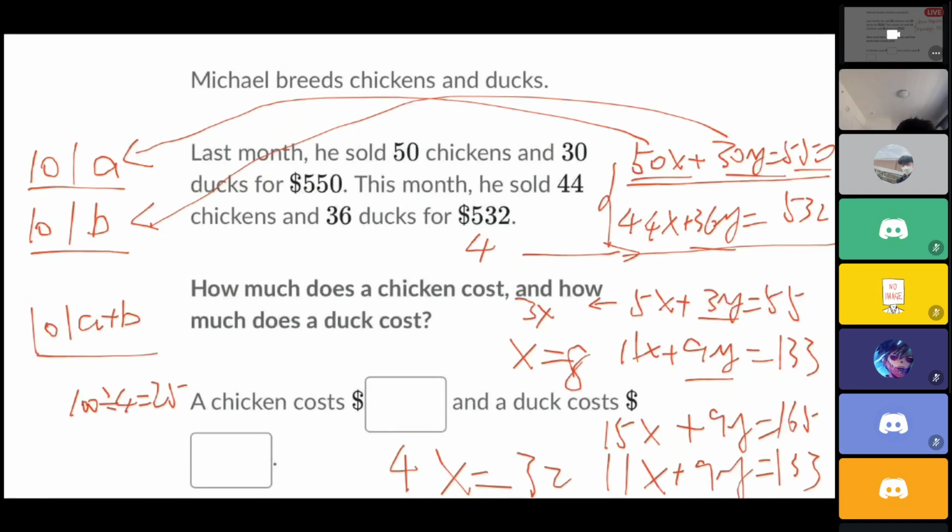Okay? And then you plug it back into the equation. You have 40, and then 15, y equals 5. So chicken is 8 and duck is 5.